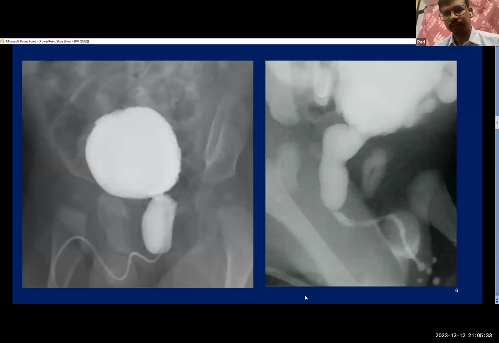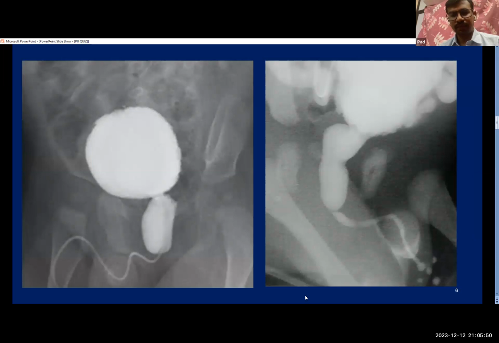Okay. Now see these two films and comment on why they have been placed together? I mean, what is the reason? What is the difference between the two films? And obviously tell the diagnosis also.